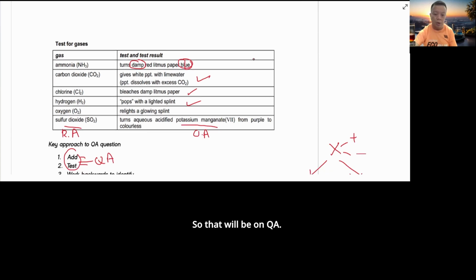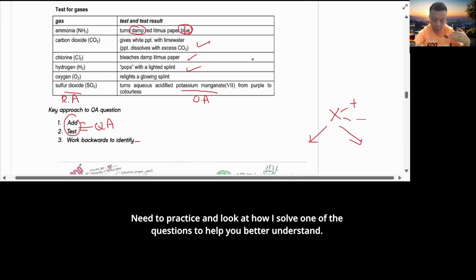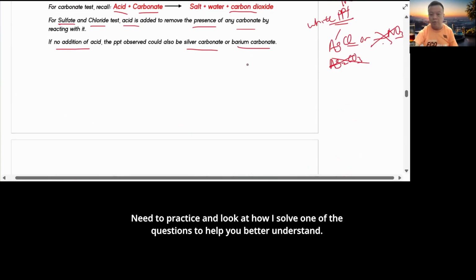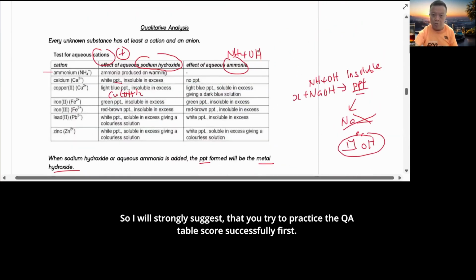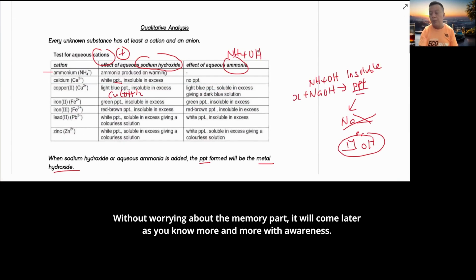So that will be on qualitative analysis. You need to practice, and look at how I solve one of the questions to help you better understand it. I strongly suggest that you practice with the QA table and solve it successfully first, without worrying about the memory part. It will come later as you do more and more with awareness.